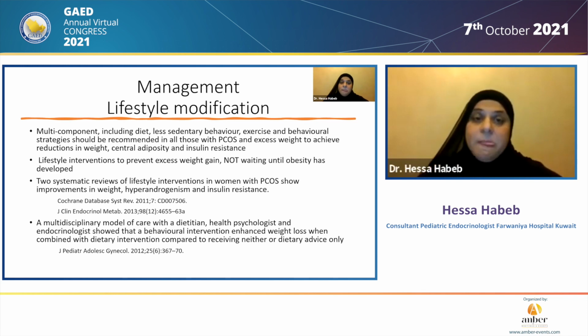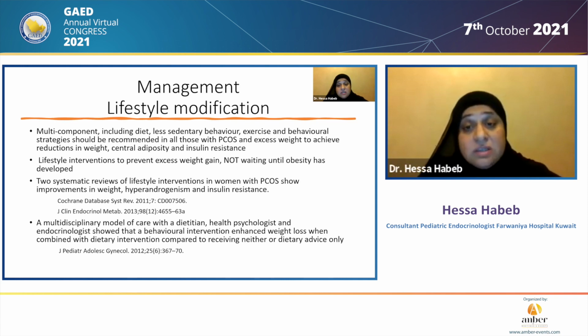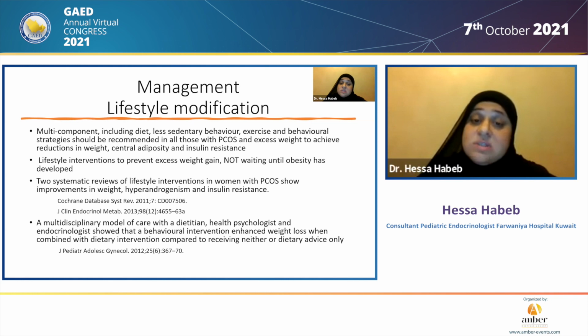Coming to the management. As you could see with SOHA, she's obese, she has hyperandrogenism. For the management of polycystic ovary syndrome, lifestyle modification is the first line, preferably multi-component, including diet, less sedentary behavior, exercise, and behavioral strategies. It should be recommended in all those with PCOS, and in those with excess weight to achieve weight reduction and reduce central adiposity, which also reduces insulin resistance.